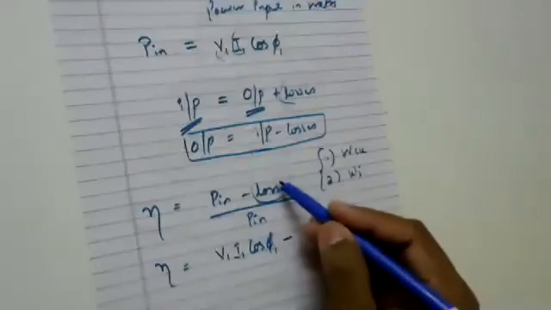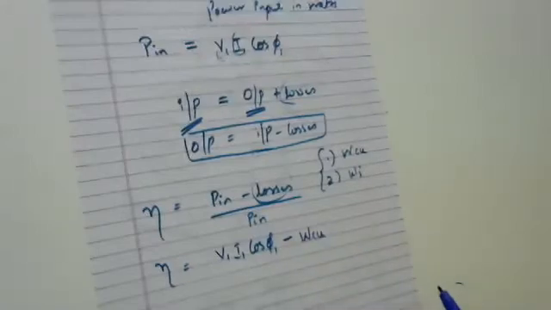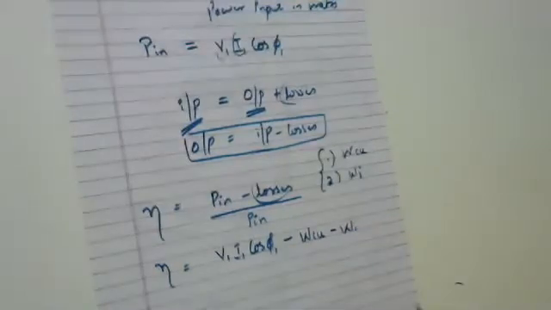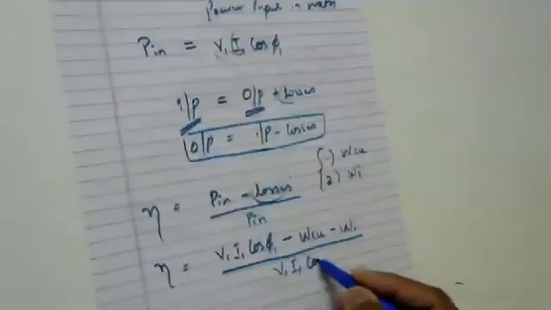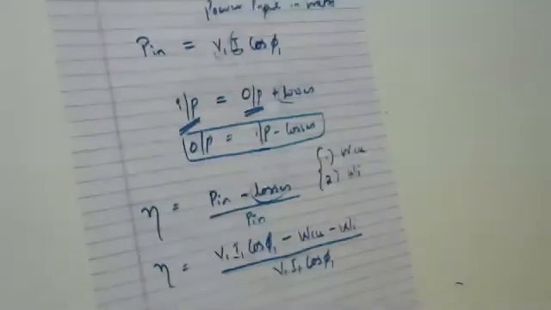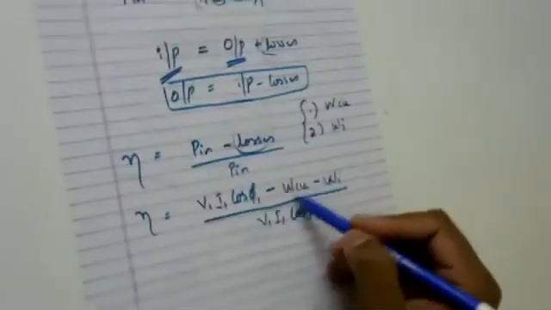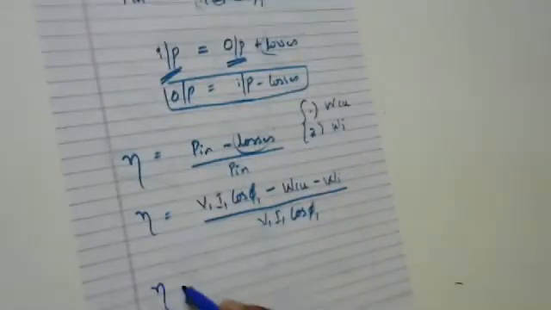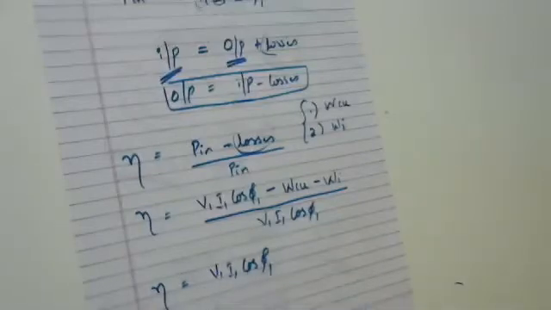How can I define the losses? I have two kinds of losses: minus WCU, which is the copper loss, minus WI, which is the iron loss. I'm just taking the minus sign inside. Then divided by the input power, which is again V1 I1 cos phi1. Now I know how to define my copper loss and my iron loss. So efficiency is equal to V1 I1 cos phi1.